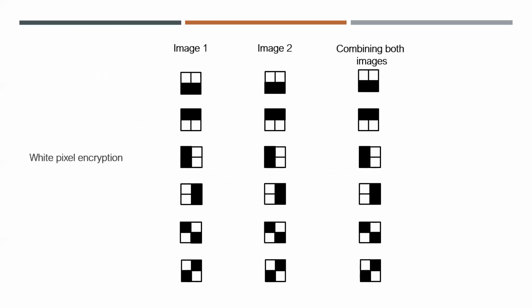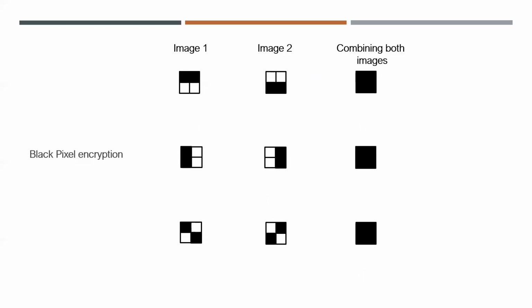Next, we have the white pixel encryption. To encrypt an image in white pixel, we choose a random pattern and use the same pattern for image 1 and image 2. When we combine them, we get a similar pattern. As you can see here, we have white pixels and black pixels. This is why it is called white pixel encryption.